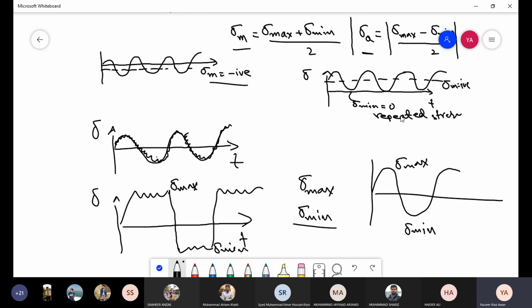So our discussion, using mainly sigma m and sigma A to characterize the fluctuating stress, is still applicable to these kinds of loads. So these loads are also in the domain of fluctuating stresses that we would be discussing.